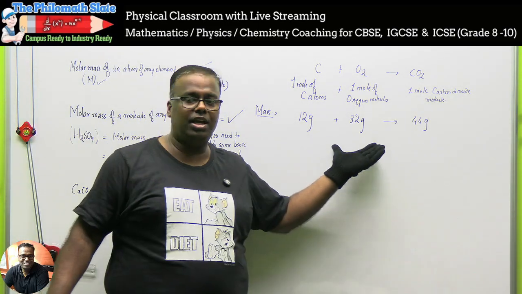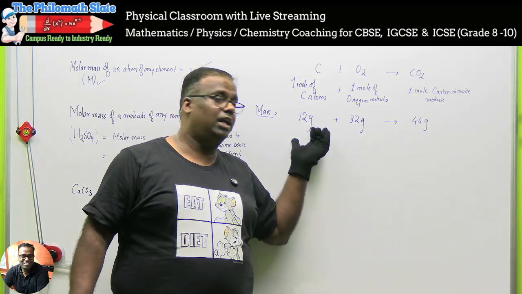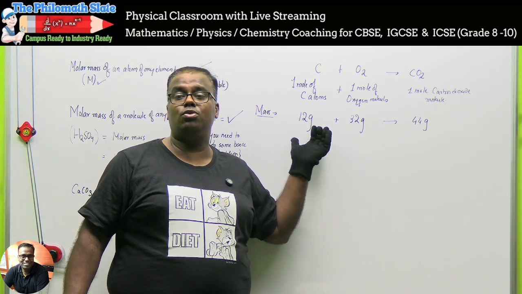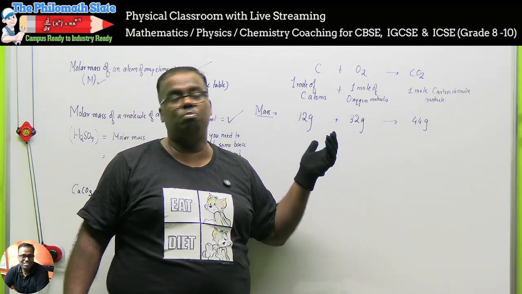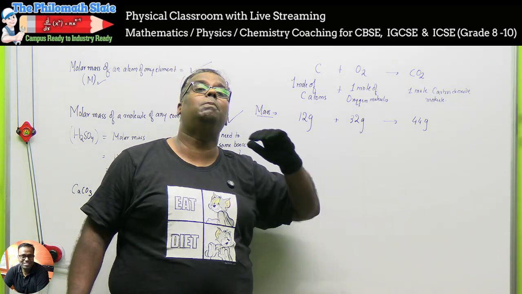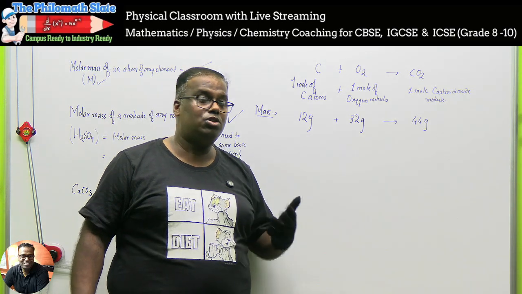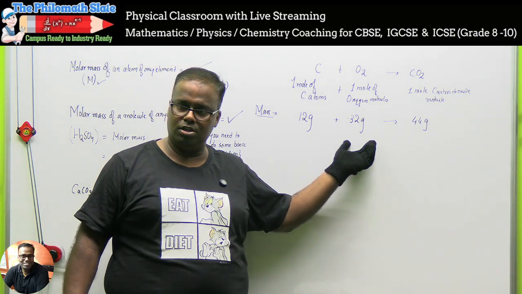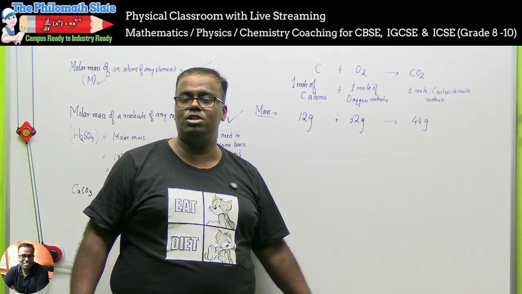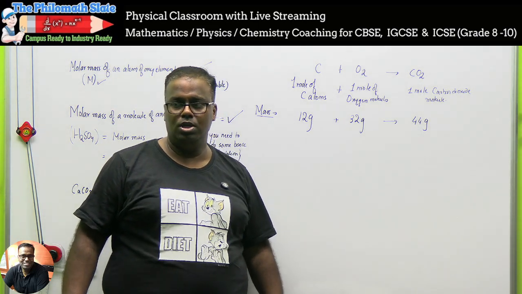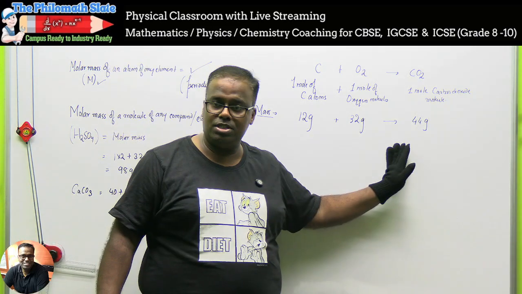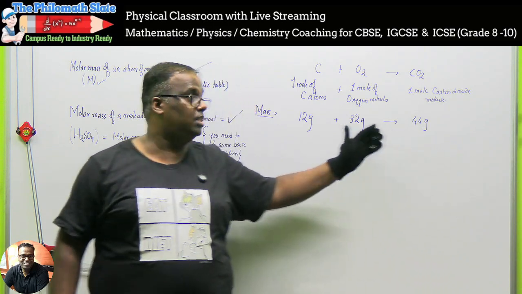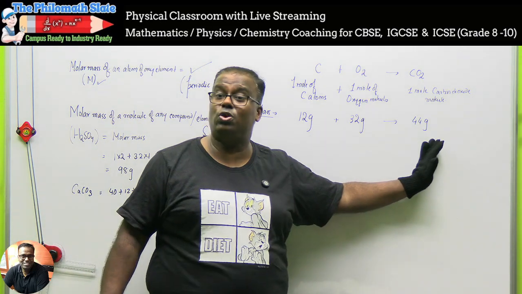This reaction says that if you want to burn off 12 grams of carbon completely, pure carbon, how much oxygen do you need? 32 grams of oxygen you need. You get my point? And then you land up with how much? 44 grams of CO2. None of the reactants will be present. All will be exhausted. A new product will be formed. This is the standard stoichiometry.